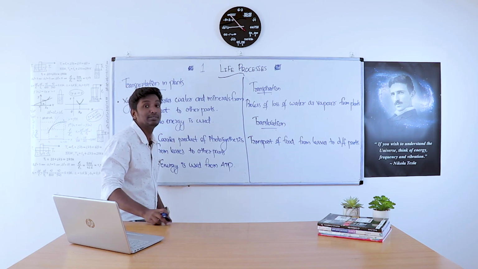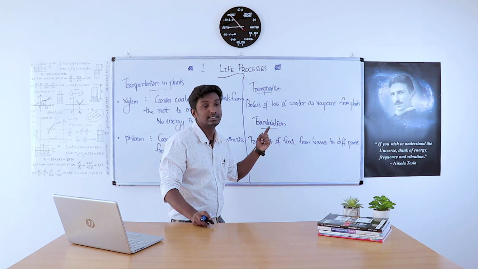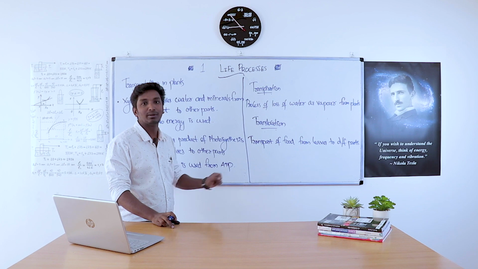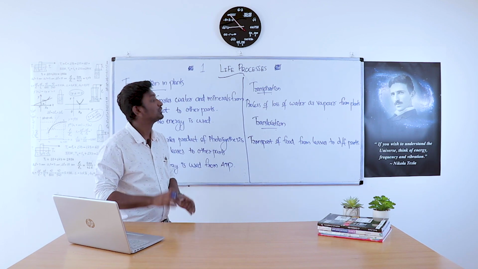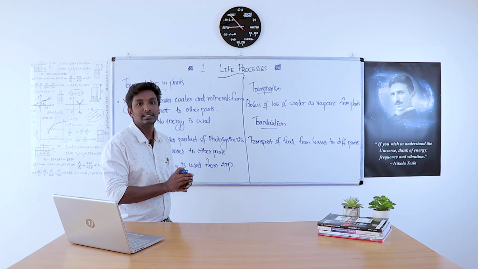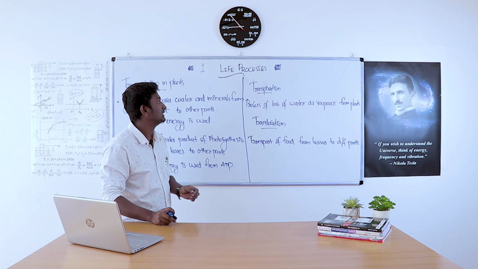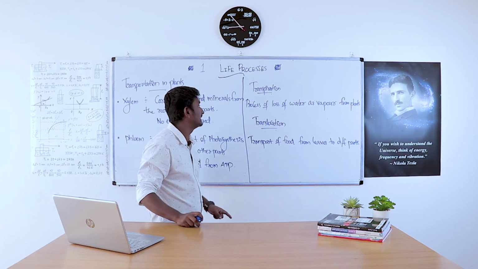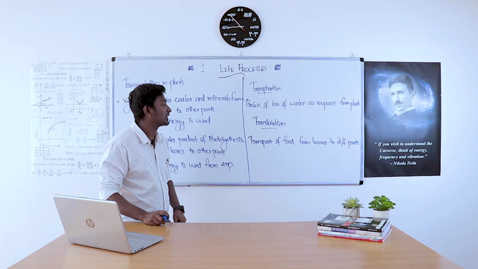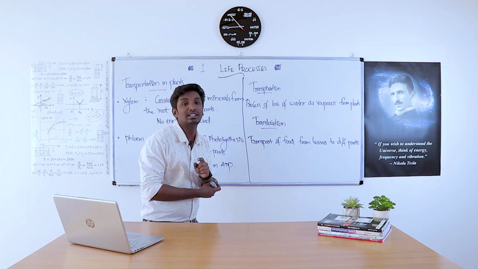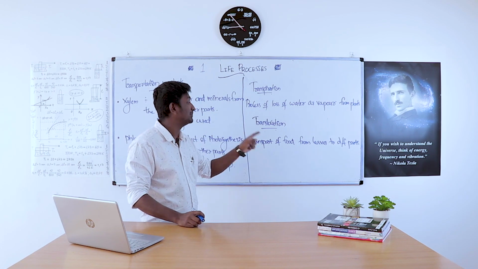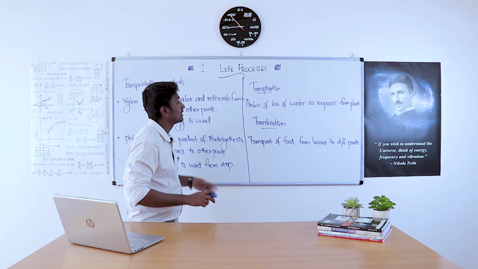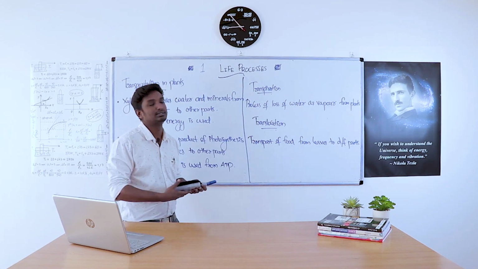Now what's the difference between transpiration and translocation? Transpiration is the process of loss of water as vapor from plants through stomata. Translocation is the process of transport of food from leaves to different parts. So that's all about transportation in plants.